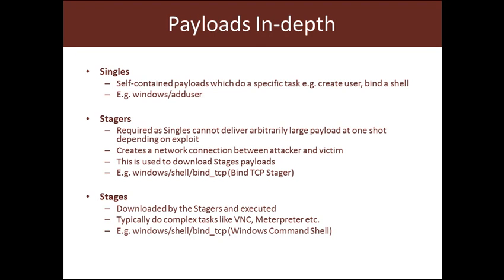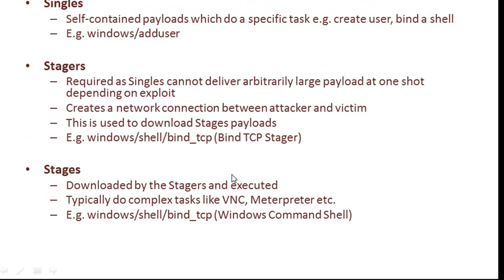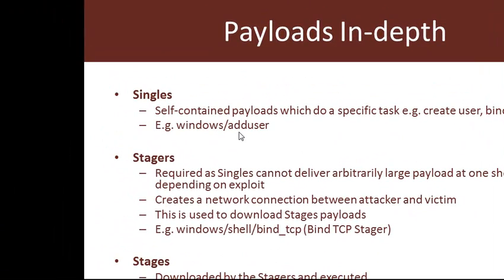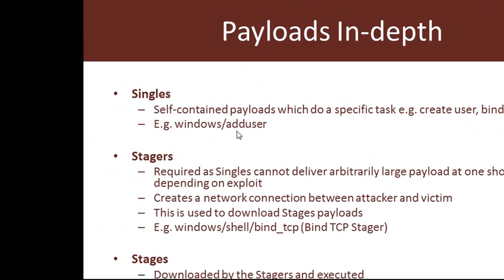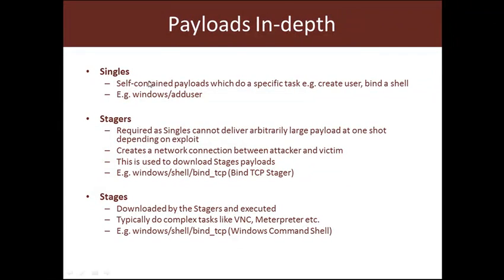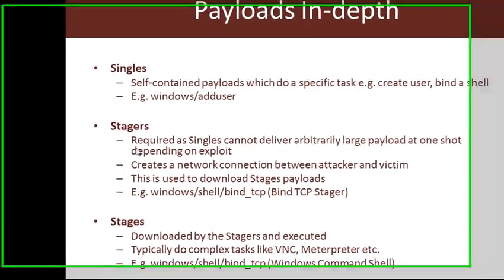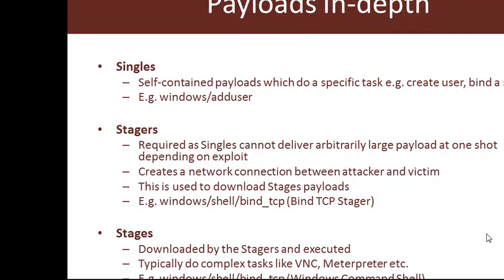So singles, if you remember, there were three different kinds of payloads we saw in the directory structure: singles, stagers, and stages. Singles are self-contained payloads which do a specific task. As an example, you can create a user or bind a shell, right? One example is the Windows add user payload, which is a singles payload, which just does one task, which is adds a user.